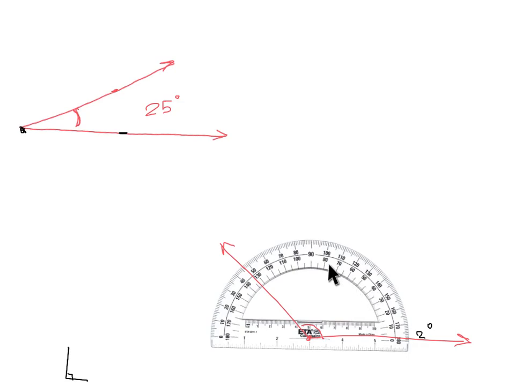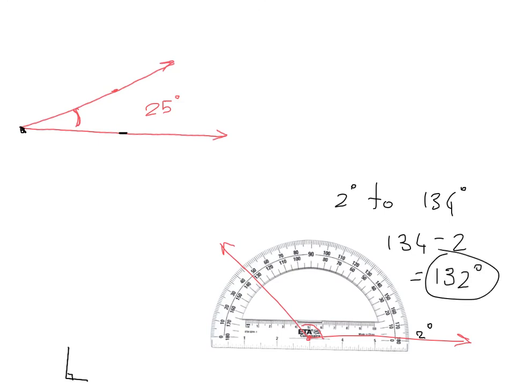Using the inside scale, we end at 134. As you can see, we're approximately at 134. All right, so we go from 2 degrees to 134 degrees, which means that we can just subtract. And we get that the angle is actually 132 degrees. All right, how were your estimation skills? Mine were okay.